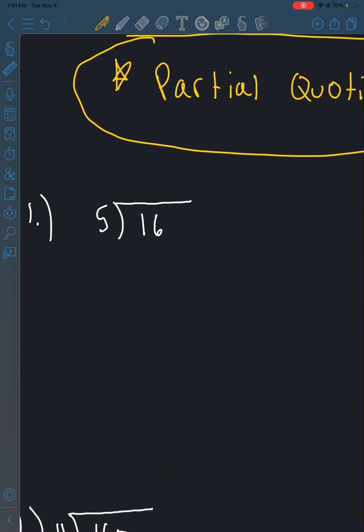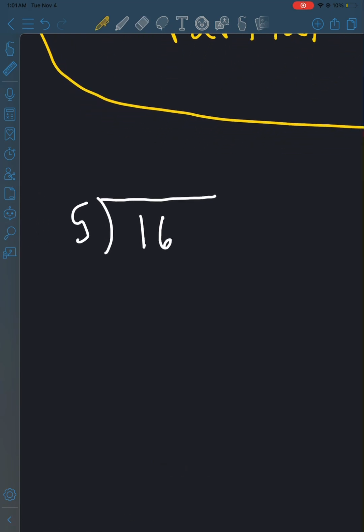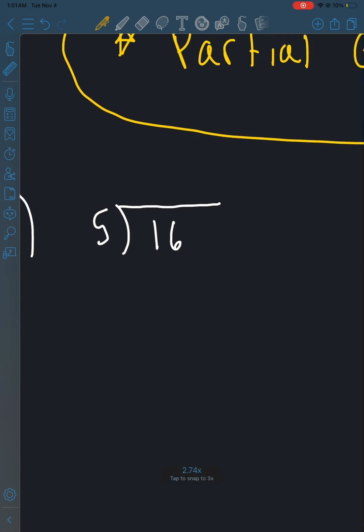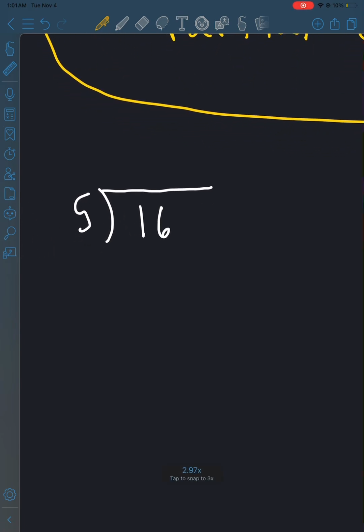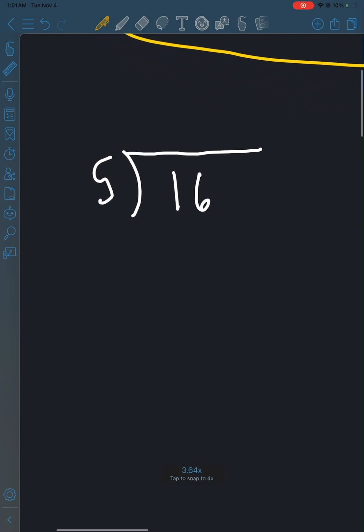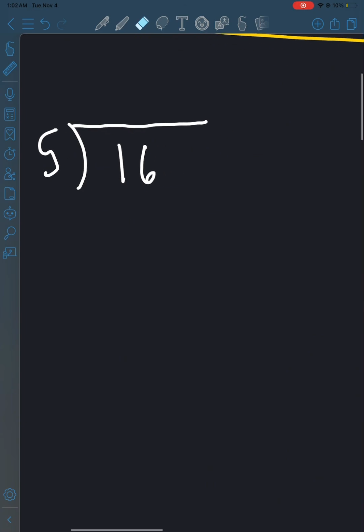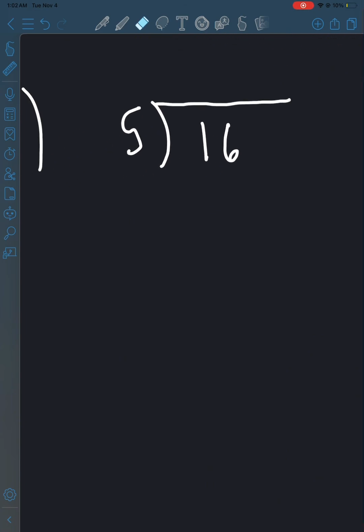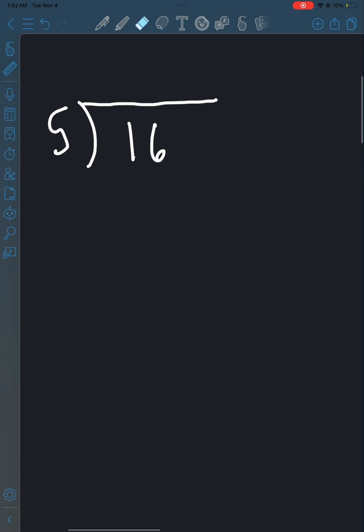So this one's pretty easy. With partial quotients, you just have to think about how many times you can multiply 5 to get to a number that's less than 16. So less than 16, right? So what happens if I multiply 5 by 2? That would get us 10, right? Does that equal up to 16? No. So we're going to put a 2 over here.